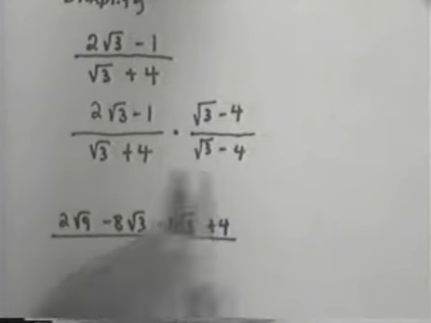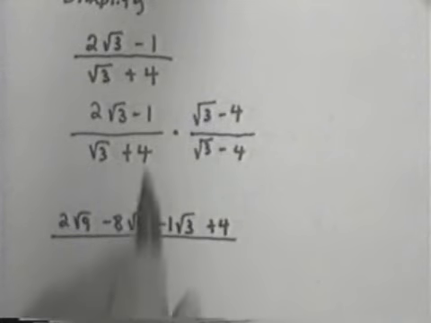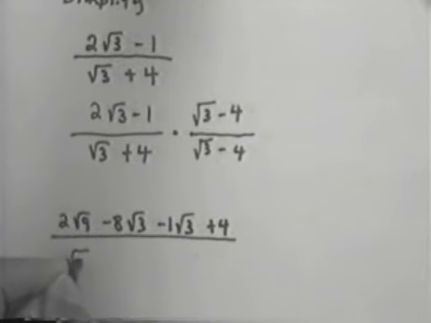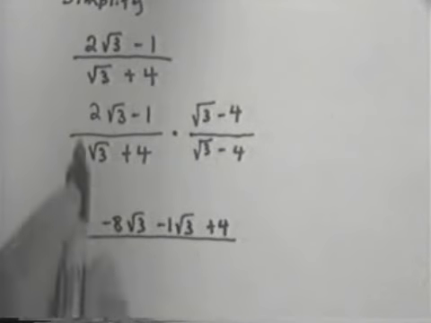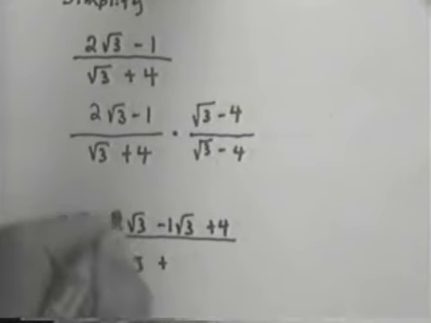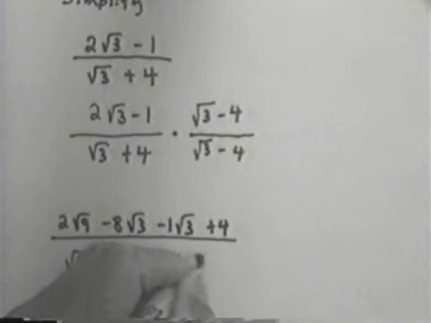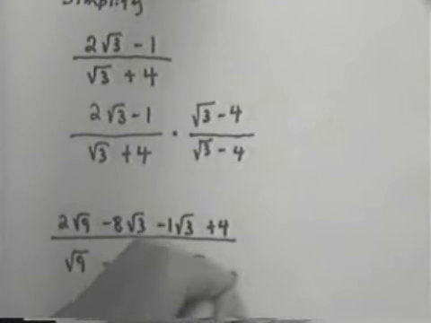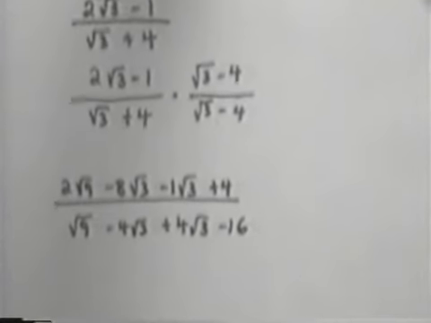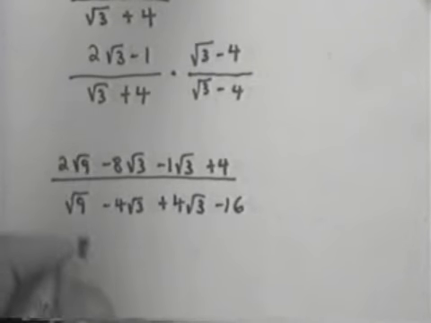I'm going to also use the FOIL method to multiply the denominators. The first, square root of 3 times the square root of 3 is the square root of 9. Outside would be a minus 4 times the square root of 3. Inside would be a positive 4 times the square root of 3. And the last would be a minus 16. Square root of 9 is 3. And 2 times 3 is 6.